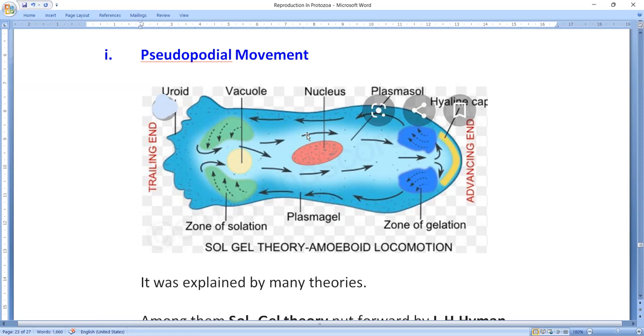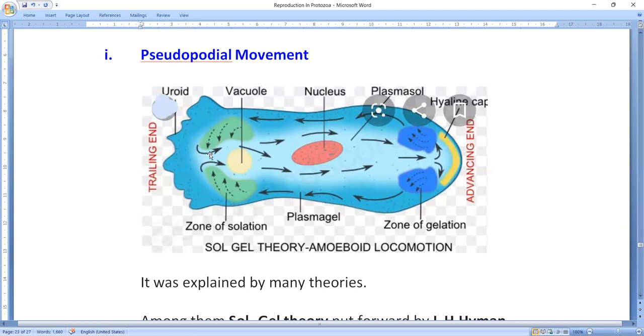So due to the conversion of this peripheral, anterior-most outer ectoplasm is converted into a fluid-like plasma sol. Liquid-like plasma sol is formed at the posterior part where the folded uroid is present.